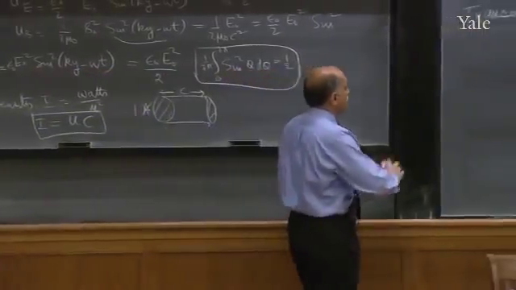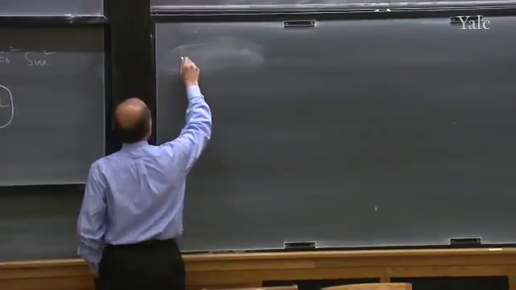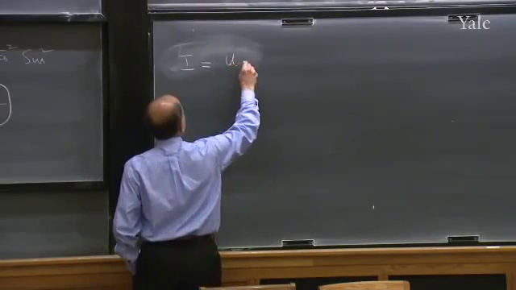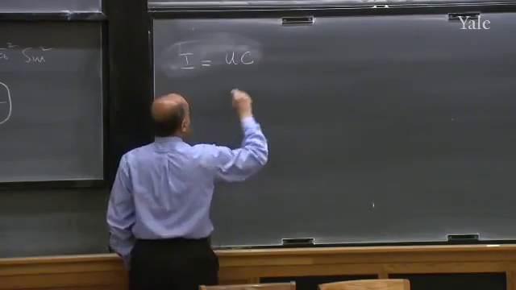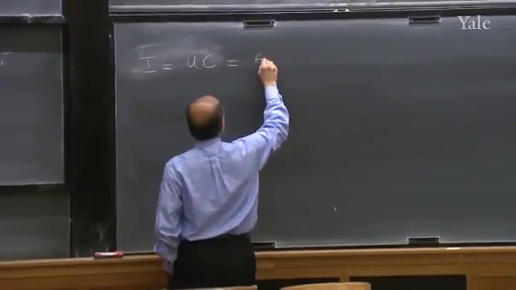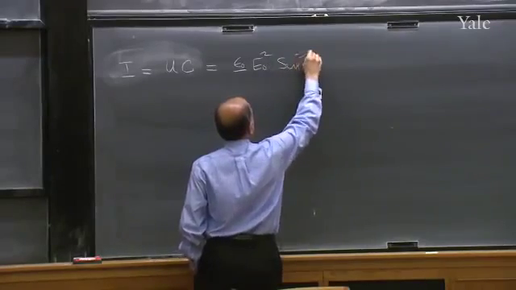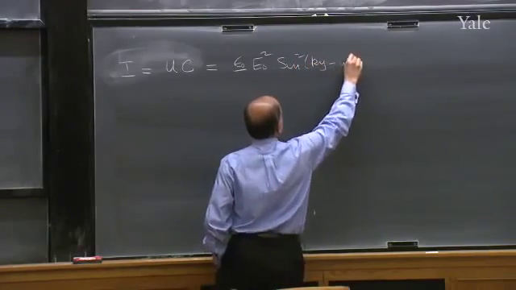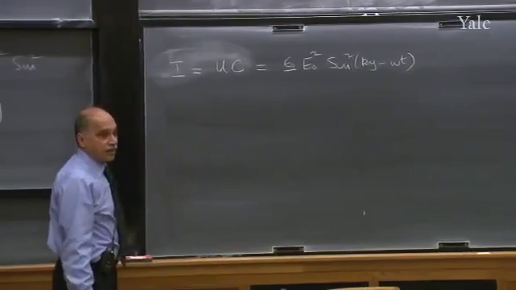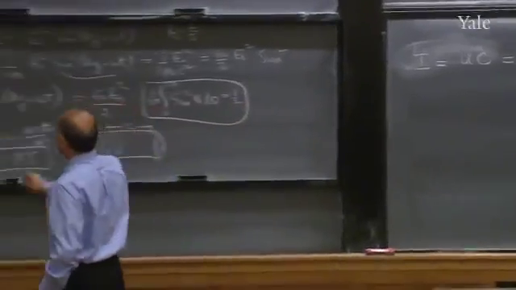So let us now calculate that, and you will get a very interesting result. The intensity is equal to the energy density times c. The energy density was epsilon 0 E0 squared sine squared (ky minus omega t). This is not the average energy. This is instantaneous. I'll average it in a moment. You guys with me now?